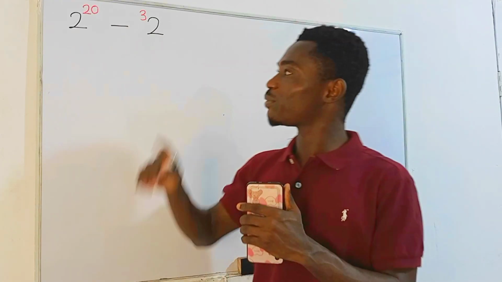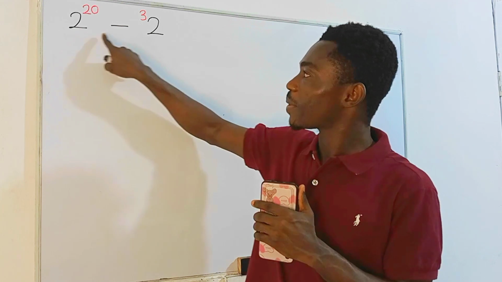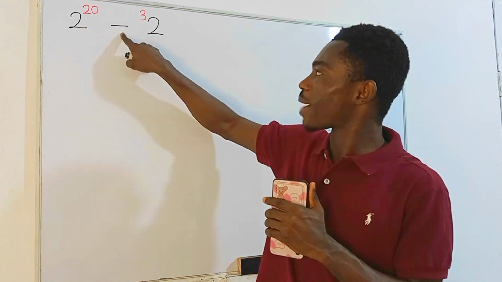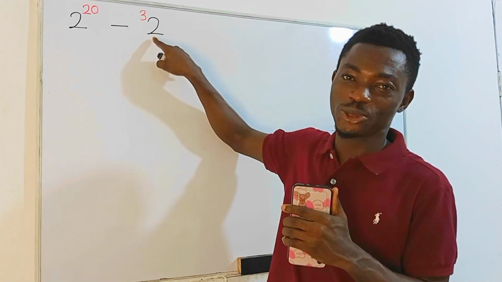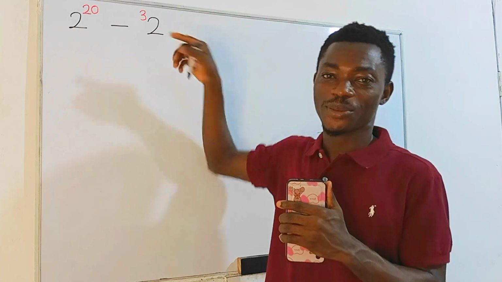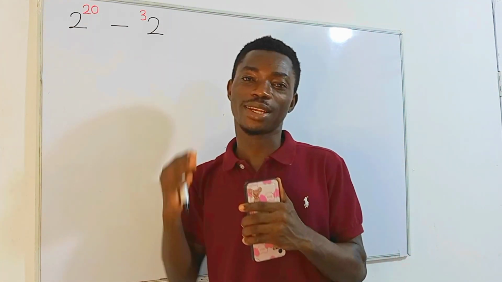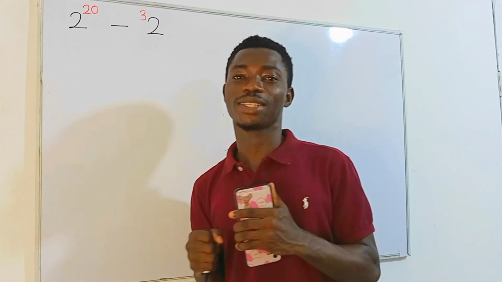Okay, today we are going to evaluate this without using a calculator. We have an exponential term minus a tetration term: 2 to the power 20 minus 2 raised to the superpower 3, or we can say 2 tetrated to 3. What is it? Before we start, pause the video and give it a try first, and if you are done, you can come back to the video. Without further ado, let's get right into it.